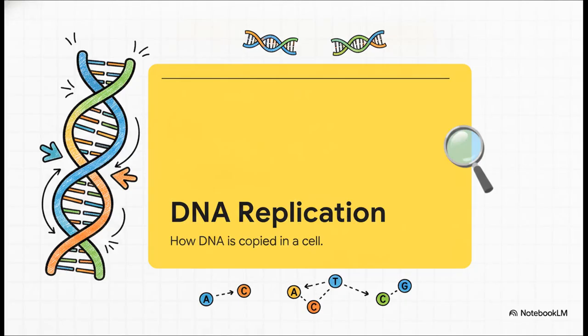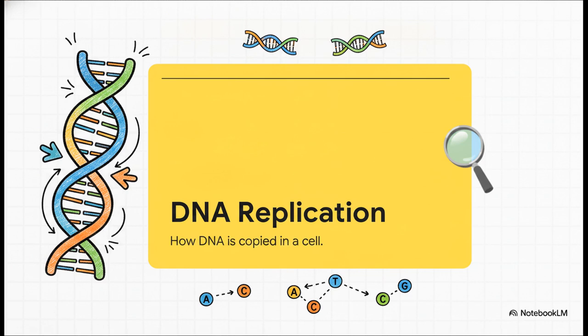Based directly on our source material, we are exploring DNA replication, which is the literal, physical process of how DNA is copied in a cell. We aren't just talking about abstract biology here, we're looking closely at how a cell takes its master blueprint and creates a perfect duplicate. And you know what the secret to this perfect duplication is?